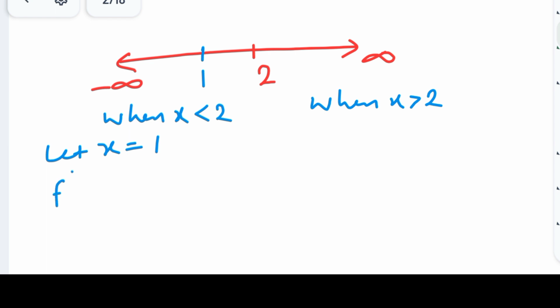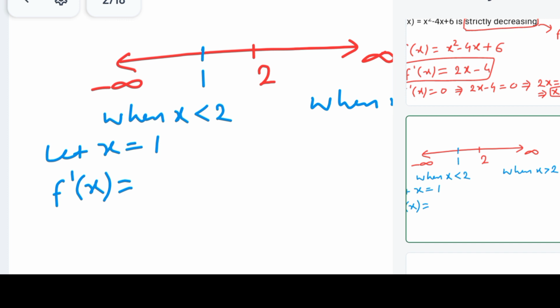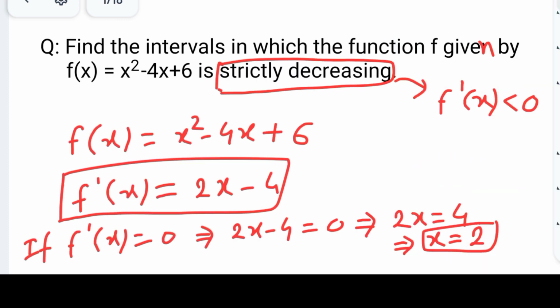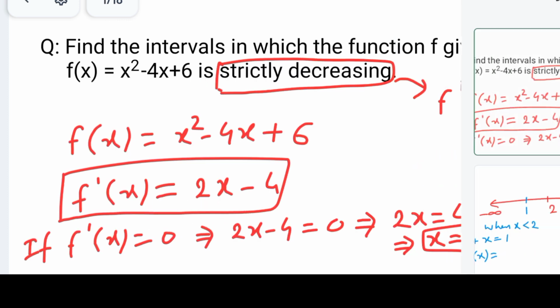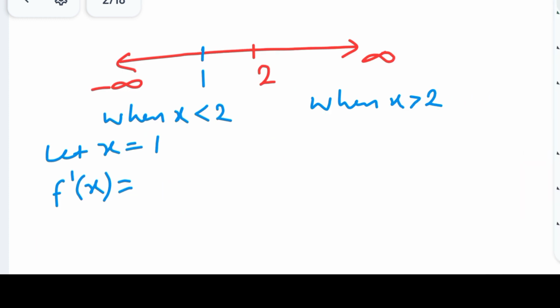So f dash x at value x equal to 1, you check. Just now we found f dash x, and what we got is f dash x is 2x minus 4. So f dash x is 2x minus 4. This I know, 2x minus 4.